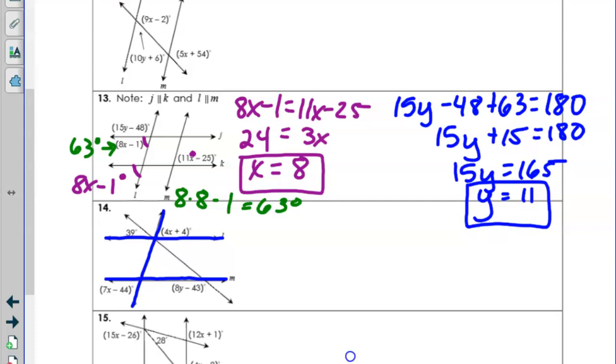Alternate exterior, very good. What do we know about all alternate exteriors? They're congruent. So what's our equation? Very good. Both of you. 4x plus 4 equals 7x plus minus 44. Very good.